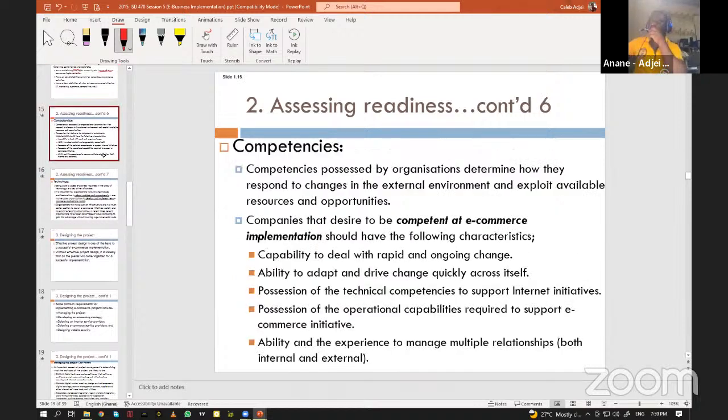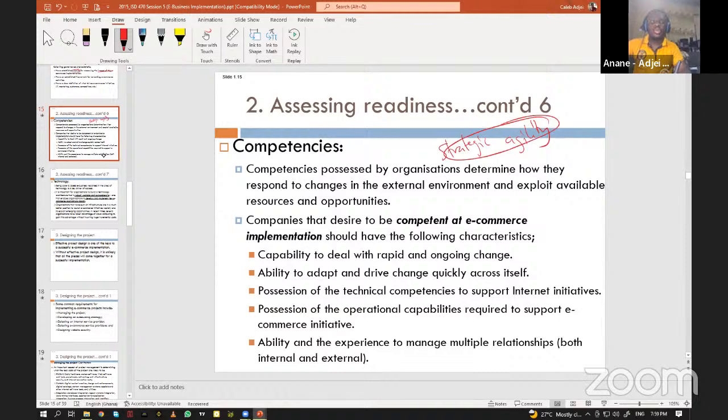Then, looking at assessing our readiness, we need to look at our competencies. How competent are we? Competencies possessed by an organization are determined by how they respond to changes in the external environment. Don't forget, in our unit 1, we said an organization must have what we call strategic agility.